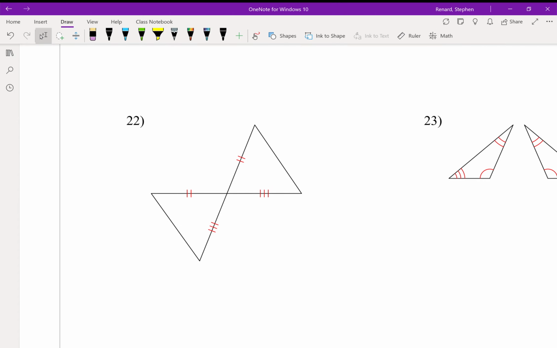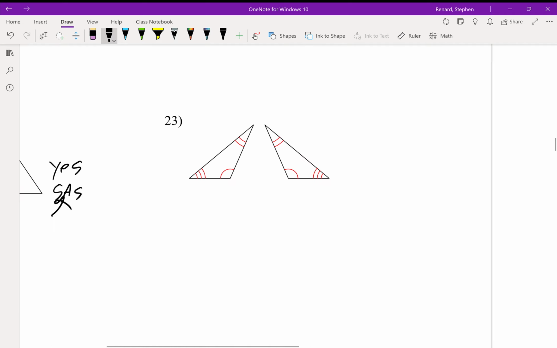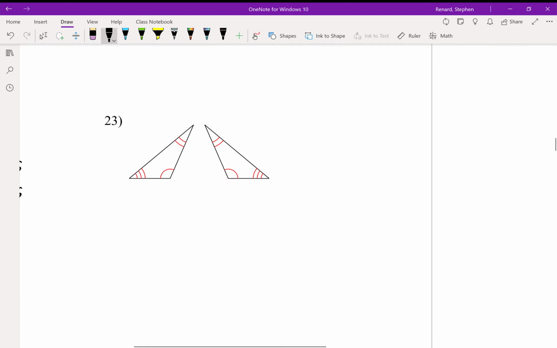22 is just like 18. We got our sides here. We got our sides here. And we have the vertical angle in the middle. So we say yes, side-angle-side. See how here the A is in between the two S's? Here again, the A is between the two sides. If it's not in between the two sides, we can't use SAS. Here, just like number 19, it's three angles.